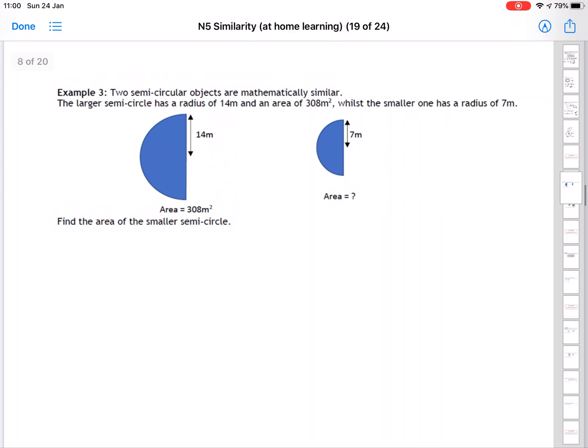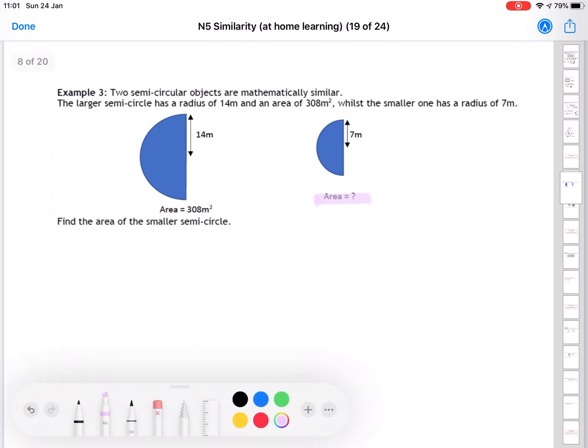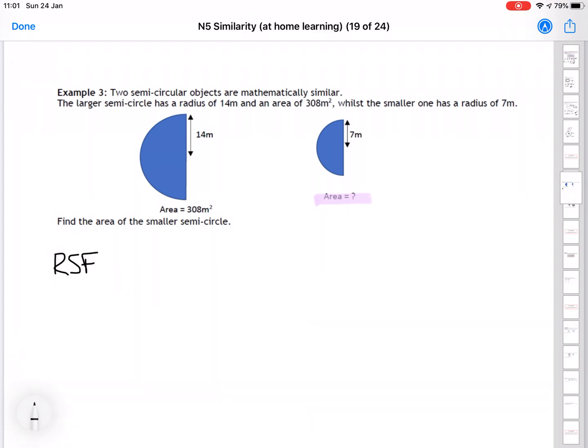So here we have example 3. We have 2 semicircular objects that are mathematically similar. The larger semicircle has a radius of 14 metres and an area of 308 metres squared, while the smaller semicircle has a radius of 7 metres, and we are being asked to find the area of the smaller semicircle. So we would start off as we would normally with the reduction scale factor, because the area that's missing is on the smaller of the 2 pictures.